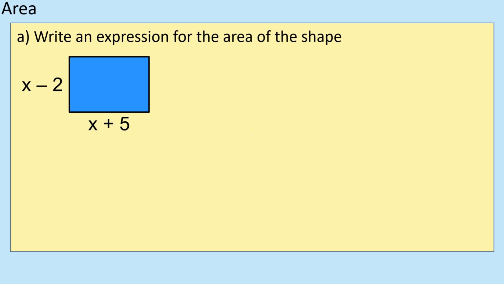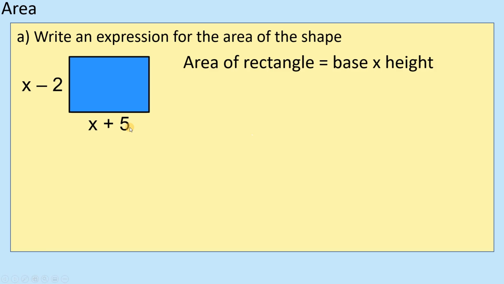Area. Again, this is about testing your skills of algebra, but similarly, you know how to work out the area of a rectangle. We work out the area of a rectangle with the width times the height, or base times width, however you want to describe it. So this one times this one. Because we've got two terms and two terms together, this is going to form two brackets: x plus 5 times x minus 2. Arguably you could leave that. That is an expression.